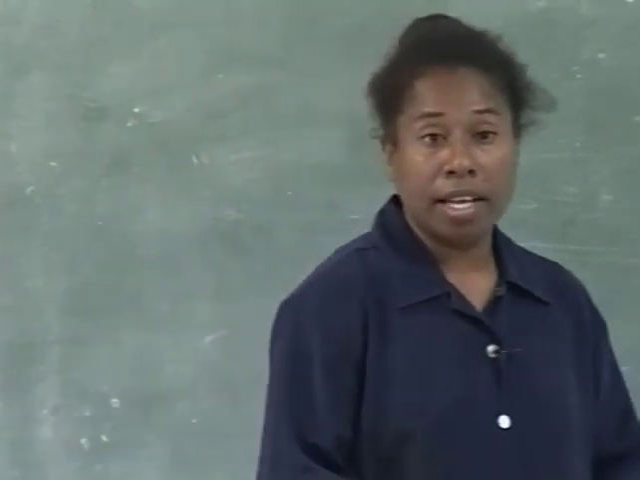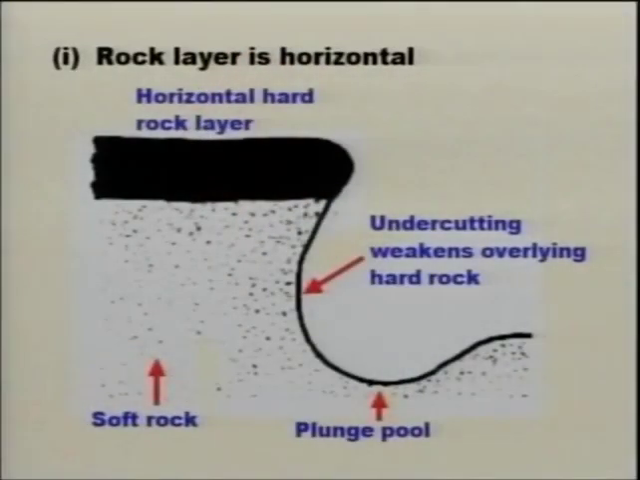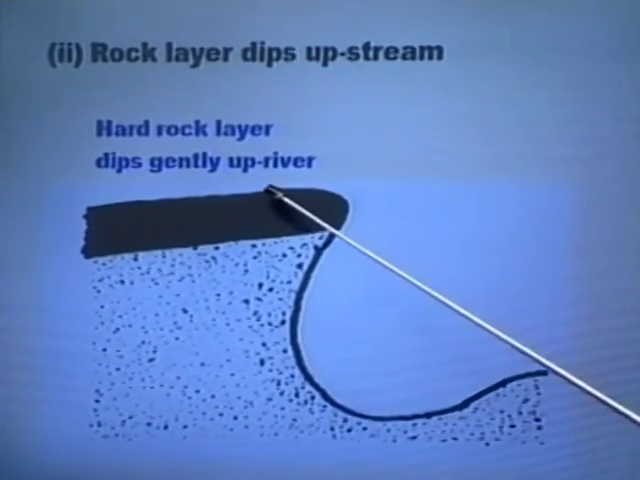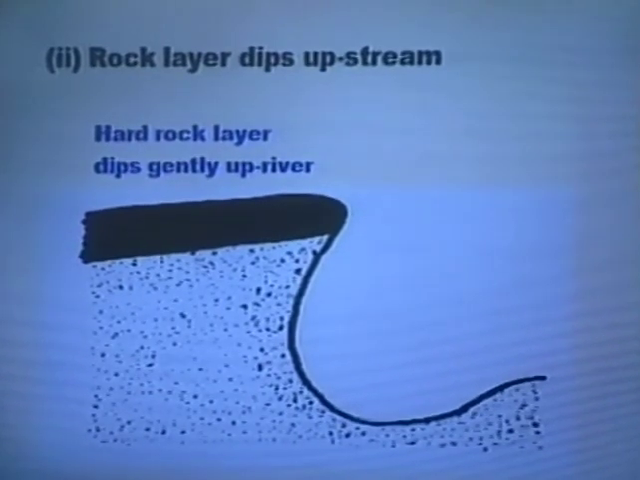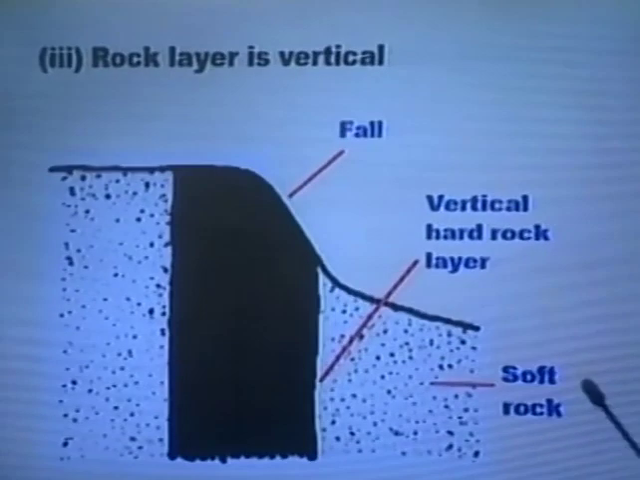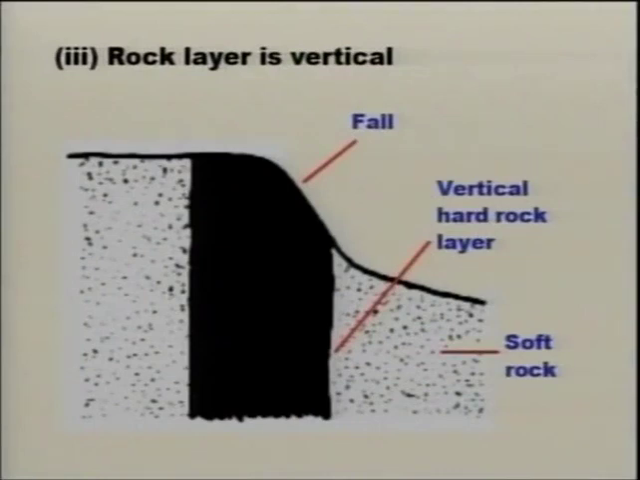And to look at the diagrams showing the 3 different examples, we have the first diagram here showing us the hard rock layer which is horizontal, the black color representing that. Here we have a waterfall created. The second example, where the hard rock layer dips upstream, the dipping of the rock layer upstream can also give rise to the formation of a waterfall. And finally, where the hard rock layer is actually vertical, it can give rise to the formation of a waterfall. Okay, and that is what we have looked at on the development of waterfalls.